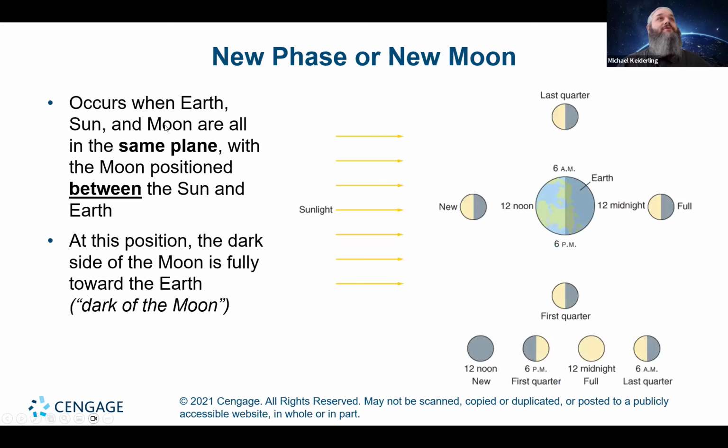So the new phase or new moon occurs when the Earth, moon, and sun are all in the same plane, and the moon is positioned between the sun and the Earth. So the dark side of the moon is the side that is faced towards the Earth. So this is the dark of the moon. You don't actually see the moon, you see the moon blocking things behind it.